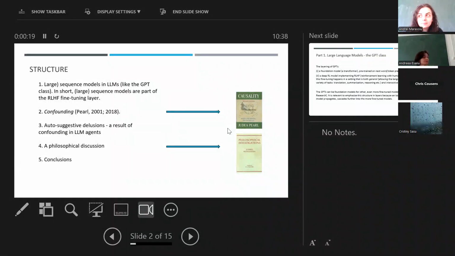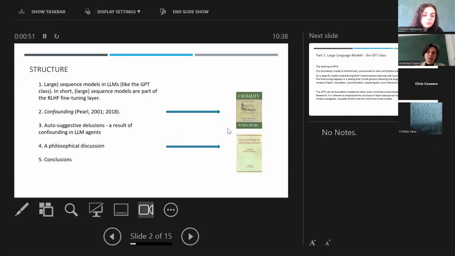So this is a little bit the structure of what I'm going to talk about. I will start with a very short presentation of the architecture of the models underlying large language models, like the ones in the GPT class. I will just treat it as a class. And I will do this in order to establish where the large sequence models come into play in the architecture.